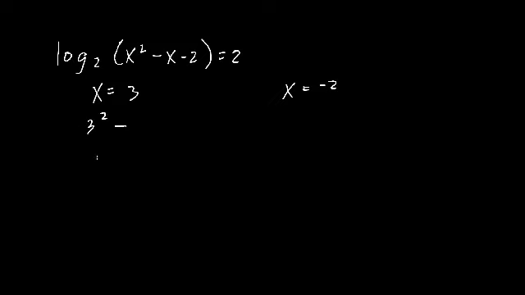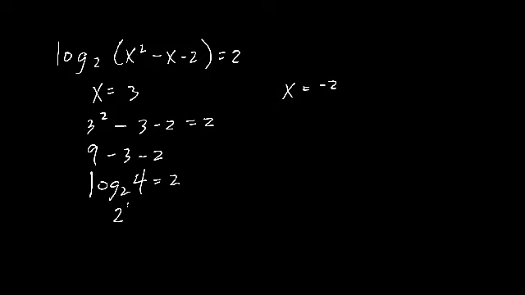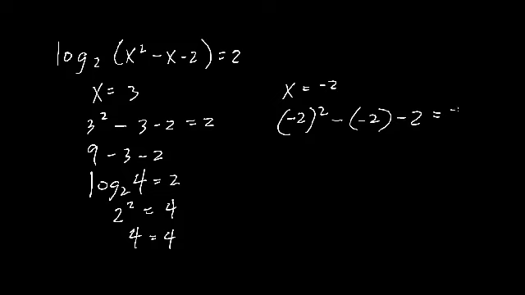So, palitan natin si x ng 3. So, 3 squared minus 3 minus 2. 3 squared is 9 minus 3 minus 2. So, 9 minus 3 is 6 minus 2 is 4. Ibabalik ko lang si log. So, we have log base 2 of 4 is equal to 2. So, convert into exponential form. 2 to the second power is equal to 4. So, that will be 4 is equal to 4. Okay, correct.